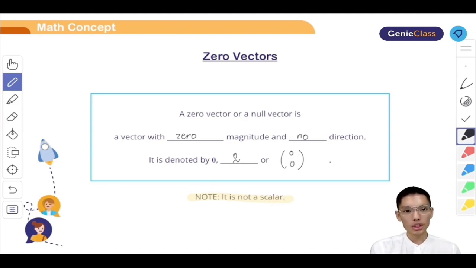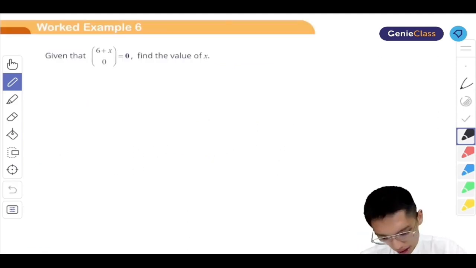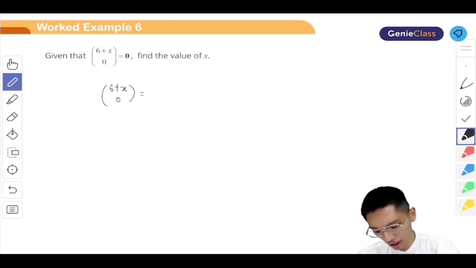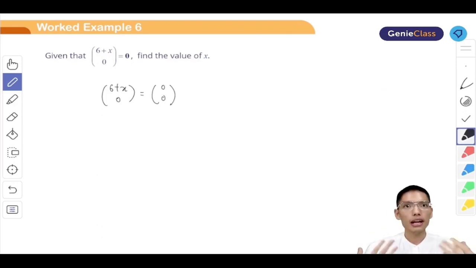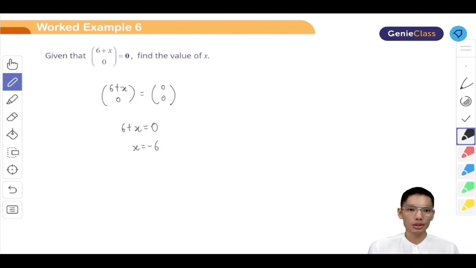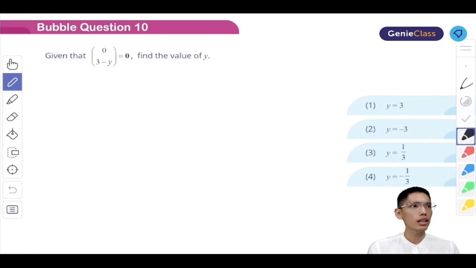One type of question that can come with zero vectors is, just like what happens when they are equal, given that this is a zero vector, quite straightforward: (6 plus x, 0) equals (0, 0). Again, don't color code, it's just everything is 0, 0. Find the value of x. Essentially, we are solving by equating. I think this one is quite straightforward and you guys can do it. There's no need for feedback from you all. Let's ace this. Last one, in 3, 2, 1. Okay, 30 seconds should be okay. Let's go.